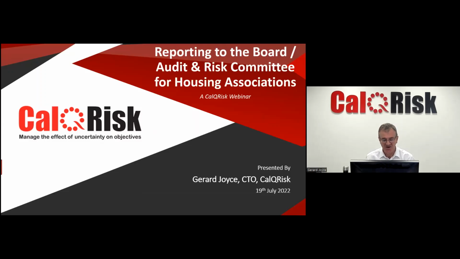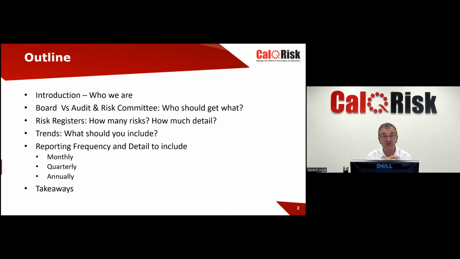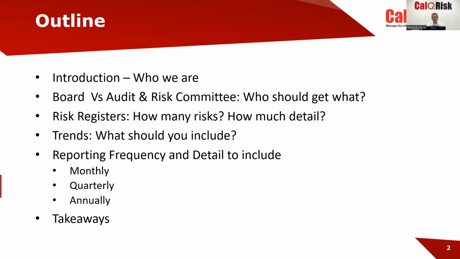Okay, so let's have a look at today's schedule outline. In a moment, I'm just going to talk about us, the company, and who we are for those of you who don't know us. Briefly, I'll talk about if it's board or risk and audit committee, who gets what and how much detail. Perennial question is, how many risks should you show the board? If you show them the risk register, a risk register can have tens, and I've seen ones over 100 risks in it, but that's probably too much detail for any board.